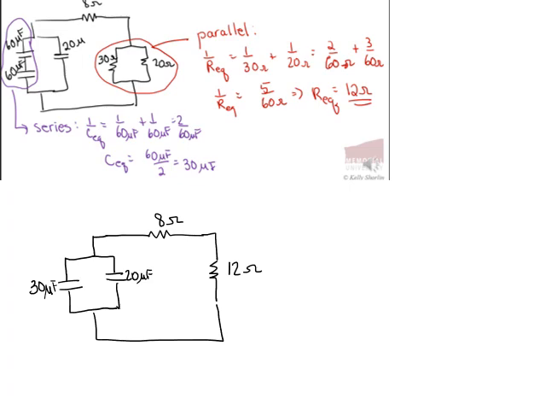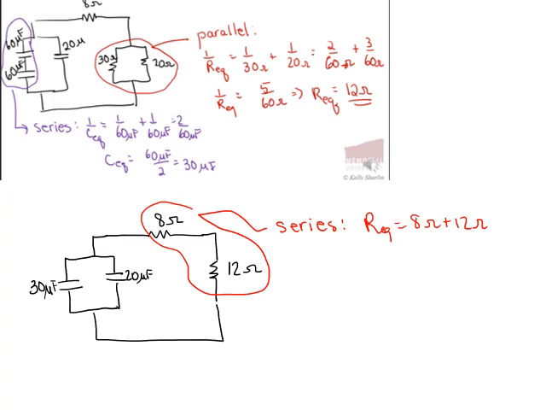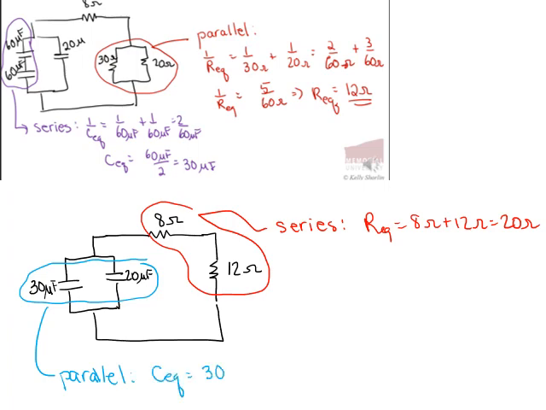If I look at my connections now, my 2 resistors, the 8 and the 12, they're in series. To find the equivalent, I can just add those guys up. 8 ohms plus 12 ohms to get 20 ohms. And my 2 capacitors, they're in parallel. If you add capacitors in parallel, to get the equivalent capacitance, you just add those up. So my equivalent capacitance is 30 microfarads plus 20 microfarads equals 50 microfarads.